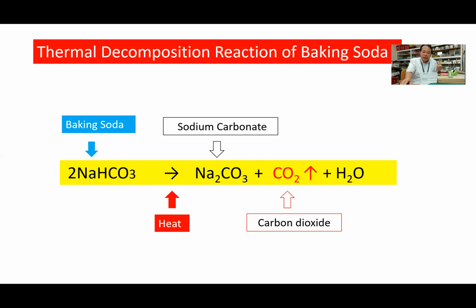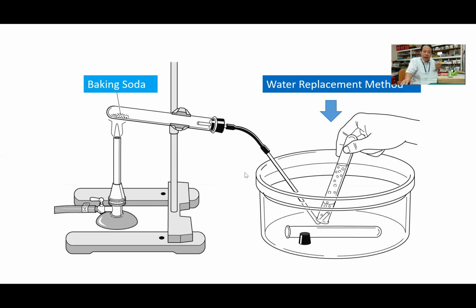If we are doing this chemical reaction, usually we need this kind of apparatus. This is the gas burner for heating, and this is the test tube. They put some baking soda in the tube and heat it. Then it produces carbon dioxide. Then this carbon dioxide goes through this rubber tube and the glass tube, under the water. Then we are collecting carbon dioxide with the second test tube. This method we call the water replacement method.